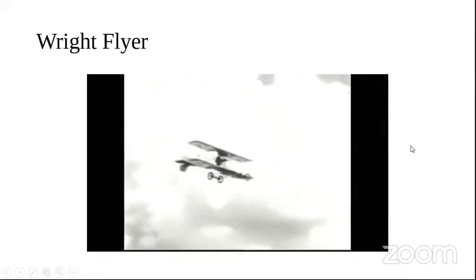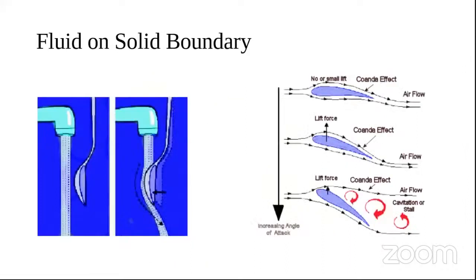So now, why I'm showing all these things is mainly because what we have to understand in unmanned aerial vehicles is that you are going to have either a multi-rotor aircraft, a multi-rotor system, or it is going to be a fixed wing, which means that you're going to have an airfoil. Now, lift force. These both actually depend upon this fluid on solid boundary condition.